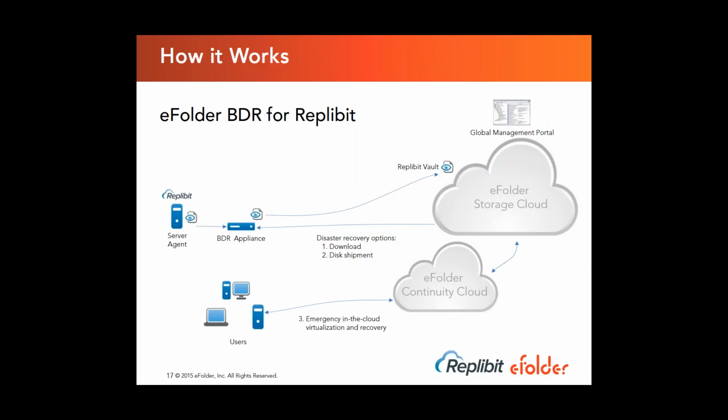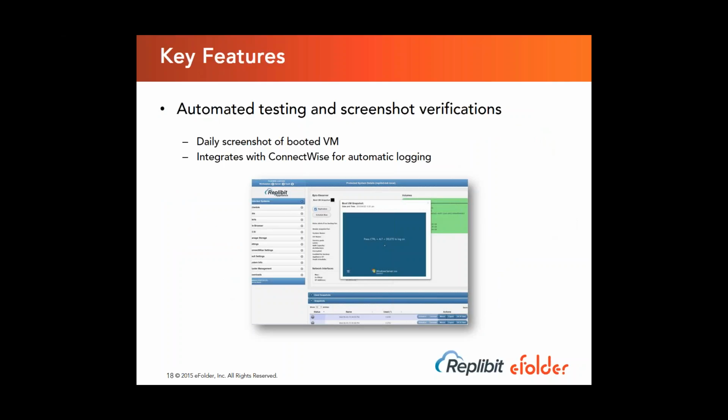Andy's gone through all of the detailed piece parts here, but what we do for partners is we add a Replibit vault running in the eFolder cloud for each partner. We allow you to license the actual software components you need for the solution directly from eFolder. We add a massive amount of cloud storage per protected server in the eFolder cloud, and then we give you the ability to do cloud-based recovery if a worst-case disaster happens to a client and you actually need to virtualize and bring up their servers, not on-site on the BDR appliance, but actually in the cloud.